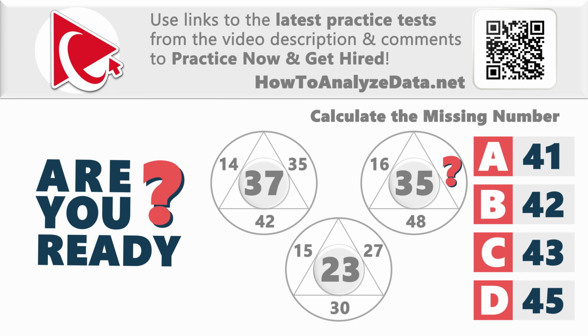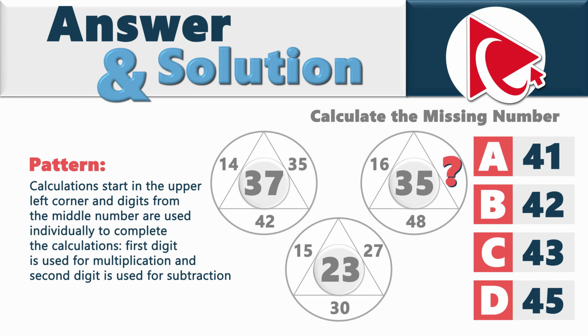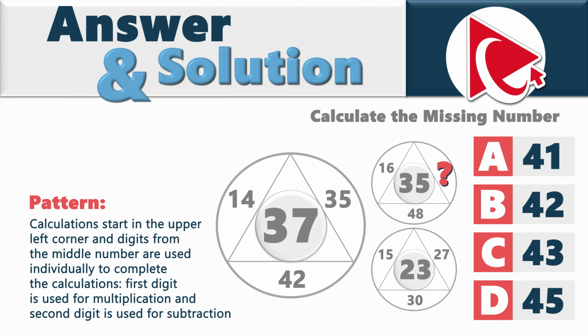Time's up. Are you ready to show your answer? The pattern here is that the calculations start in the upper left corner, and digits from the middle number are used individually to complete the calculations. First digit is used for multiplication, and second digit is used for subtraction. Let's look at the sample calculations so it makes sense.